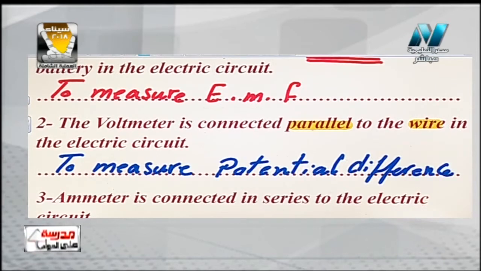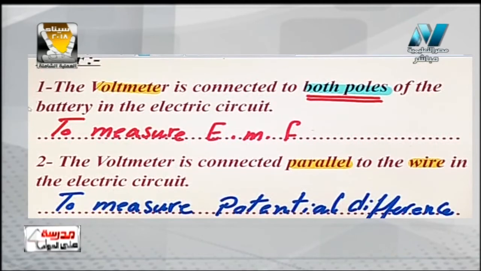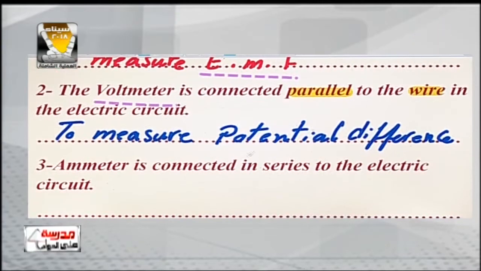In this question we have two common factors. As we can see, we have two common factors. Number one, voltmeter, as here and here. Number two, it is connected in parallel, as the voltmeter is connected in parallel. But here we have to measure the electromotive force and here to measure the potential difference.